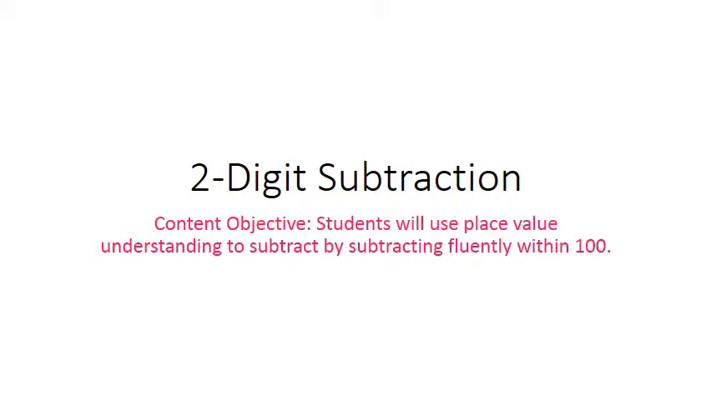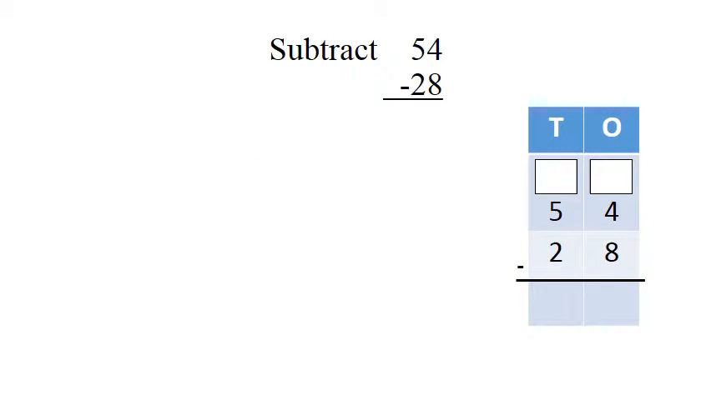Today we're going to talk about two-digit subtraction. Our objective is students will use place value understanding to subtract by subtracting fluently within 100. First we're going to start with 54, take away or subtract 28.